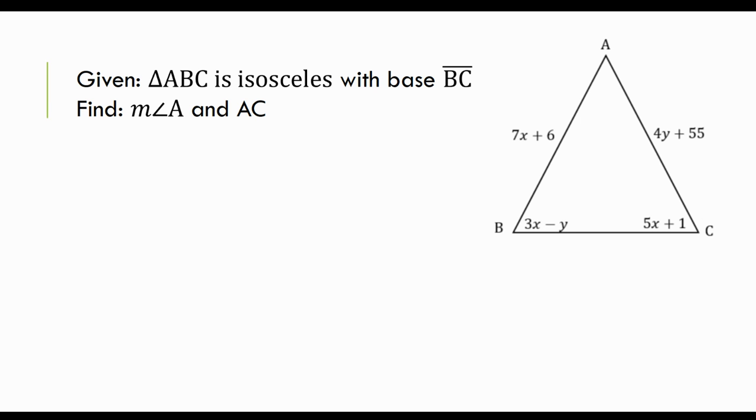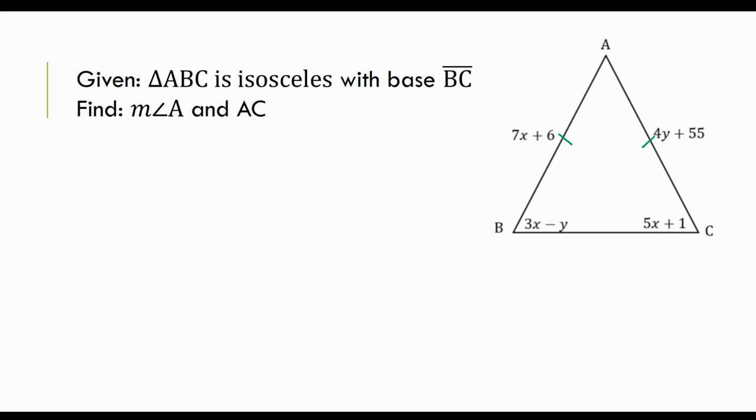We are given that triangle ABC is isosceles with the base BC. So remember, anytime we have an isosceles triangle, that means that we have at least two sides congruent. With the base being identified, that means that the other two sides are the legs, and it's the legs that are congruent in our triangle. So BC being the base means that AB and AC are congruent because those are the legs.